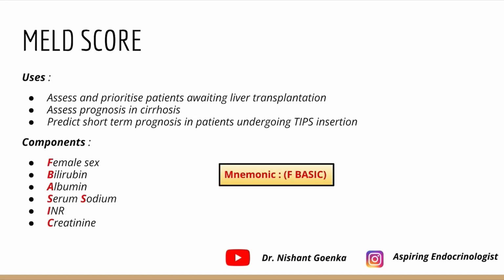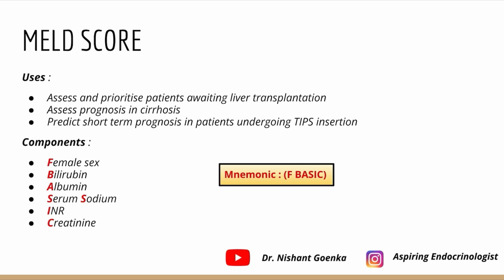Then the MELD score, that is the model for end stage liver disease score. First, let us go to the uses. It is used to assess and prioritize patients awaiting liver transplantation. It is used for assessing prognosis in cirrhosis and also predicts short-term prognosis in patients undergoing TIPS insertion.